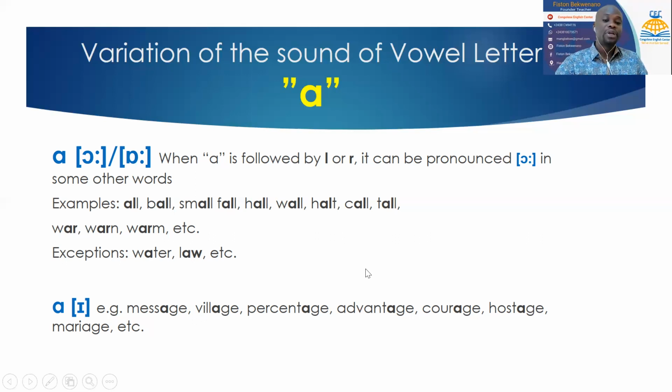Let us now have a look at a where a is pronounced the e. It is pronounced the e. If you see here, examples like message. With message, you see a being pronounced the e, like message, village, percentage, and Americans say percentage. We have advantage, you know, American sound, and we have courage, hostage, marriage. So you find that a gives the sound of e.